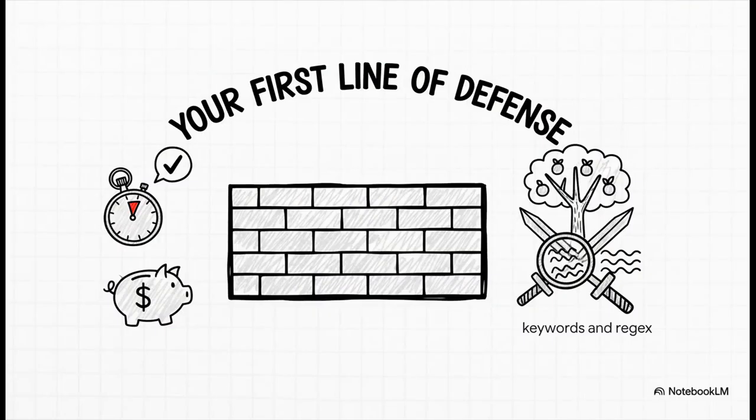Layer 1 is your outer wall. These are the fast, cheap, and simple checks. You're basically looking for the obvious, low-hanging fruit, those telltale phrases like "ignore all previous instructions" or "reveal your system prompt." You can just use simple keyword lists or a bit of regex. It won't catch the really clever stuff, but it's an amazing first line of defense.